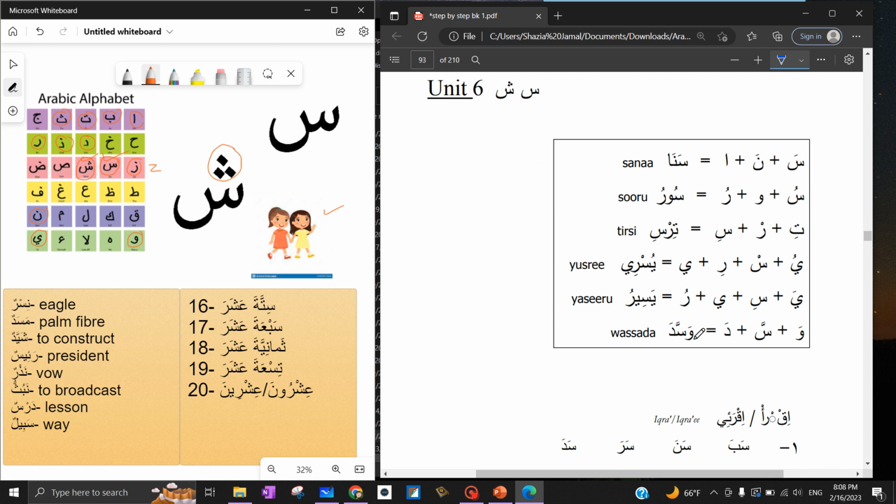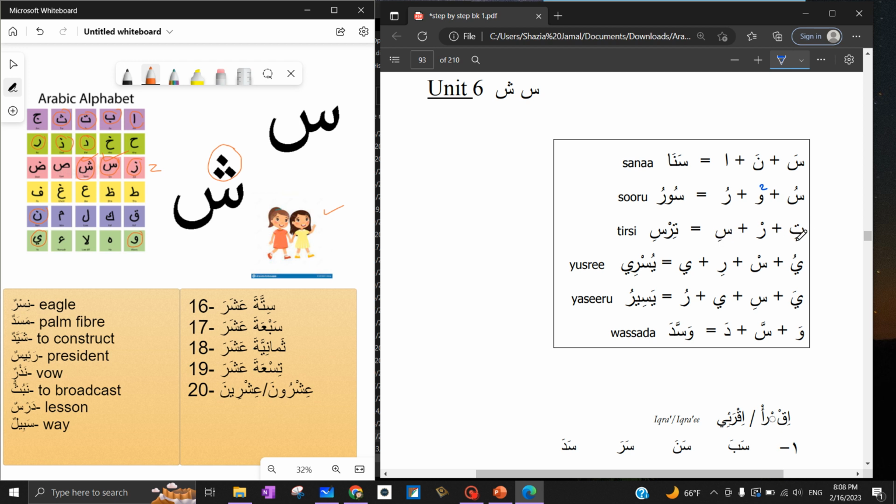So let's move on to the random words here. Seen and noon and alif. Sana. Now here noon and alif will be prolonged to count. Sana. Suru. Here it's with the long vowel wow, so it will be prolonged to count. Suru.